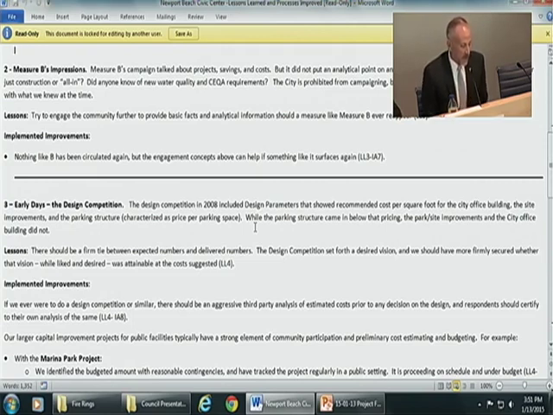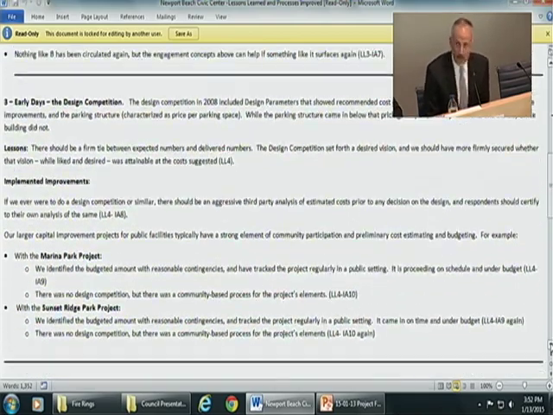And to me, there's a lesson learned in that we, with council's permission, would need to be more articulate about concerns when we see a community expectation being made that is not sustainable. It never would have been practical to have constructed an all-in cost city hall as was outlined in Measure B's cost. That's a lesson learned. Now, nothing like this has been circulated again, but these concepts above and our engagement concepts can help us if that does surface again. Third lesson learned, the early days of the design competition.